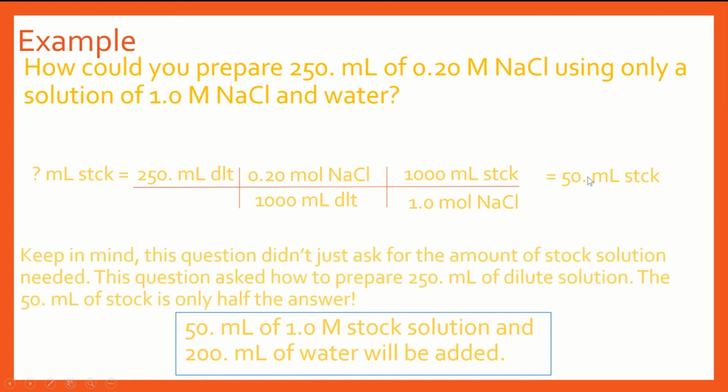Now keep in mind, once you solve for the actual value here, 250 times 0.2 divided by 1,000 times 1,000 divided by 1, that's not the actual answer to the question, or not entirely. They're asking how you could prepare that 0.2 molar NaCl solution, or dilution. We want a total of 250 milliliters. So we need to make sure we answer the question in its entirety, and that would be 50 milliliters of our 1 molar stock and 200 milliliters of water. So we still have to do the dilution part of that solution.